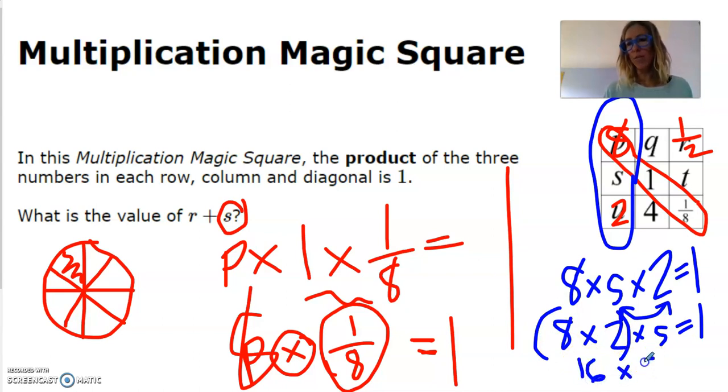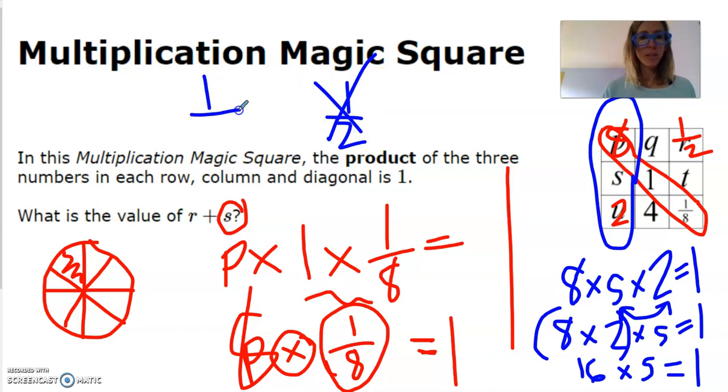16 groups of what gives me 1? 16 groups? Holy moly, that's a lot. 16 groups of a half, will that give me 1? No, that would be way too much. 16 groups of an eighth? No, because remember I only needed 8 eighths. I needed 2 halves to be 1. I needed 8 eighths to be 1.